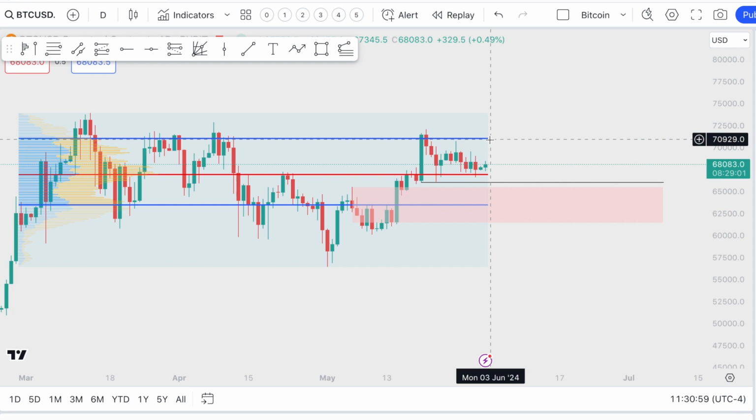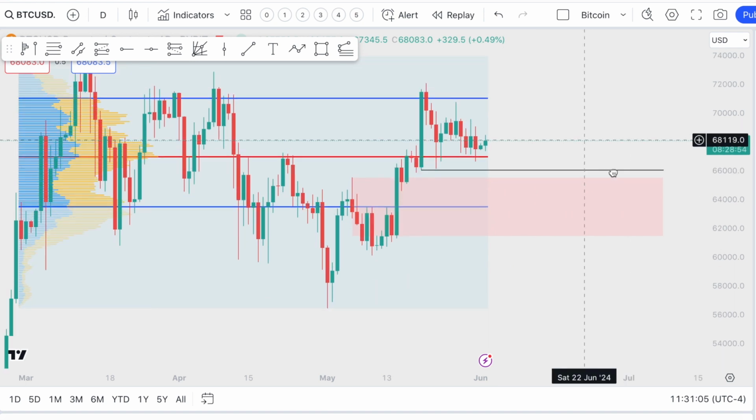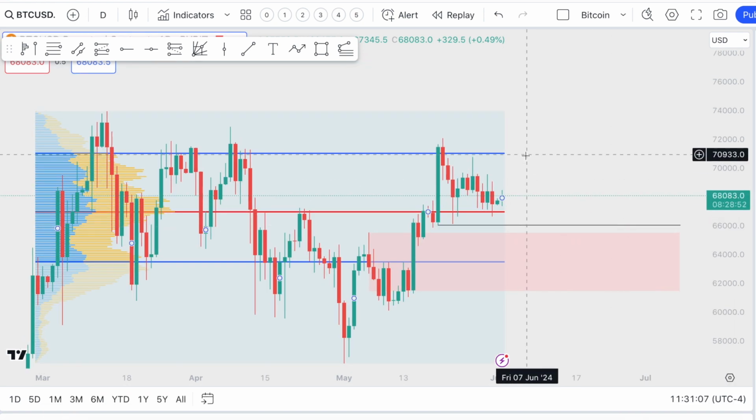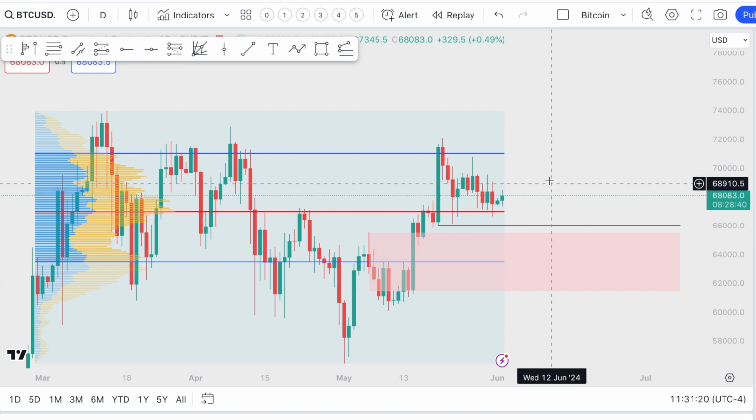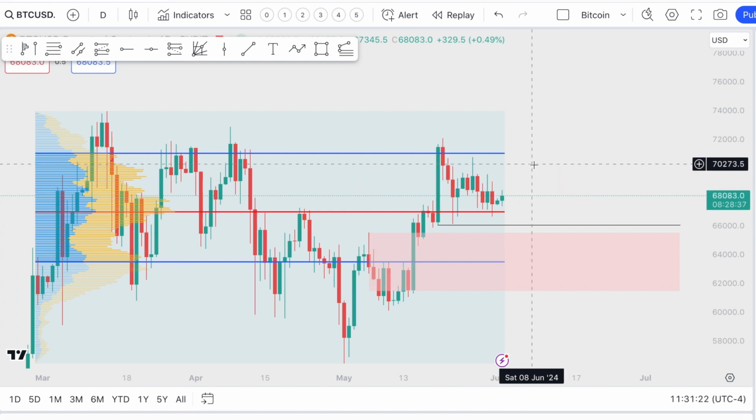The resistance is going to be 69. Well, actually, interesting. I did not notice this until just now. So the value area high has now shifted. It was at about 69.4 up until last week. It is now at 71.1. So the volume profile constantly updates because it's taking new candle and new data into account to come up with the new levels, right?